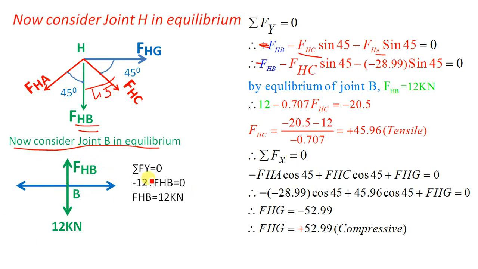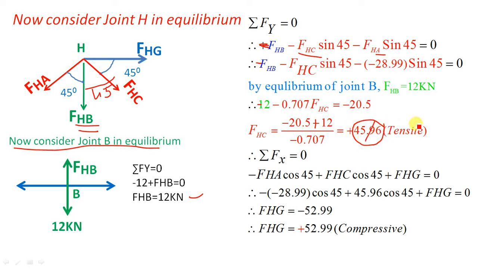Equilibrium of joint B, summation of F of Y is equal to 0. So minus 12 plus F of HB, HB is equal to 12 kilonewton. So substitute this value of 12 kilonewton over here, and you will get your answer. So this is plus, here minus, and this one becomes plus. I have got a mistake here, so it must be a minus for F of HB. So this value will be changed.